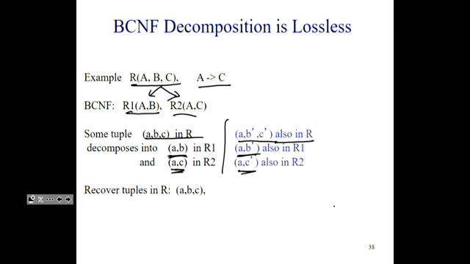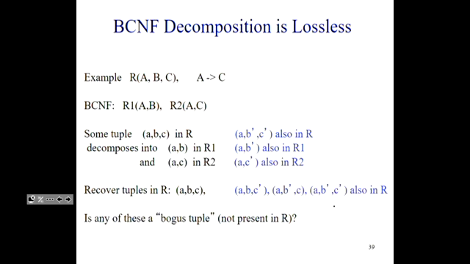Then when I try to recover the tuples in R, what do I get? I get all combinations, right? I get this tuple AB joined with this tuple, AB joined with this tuple, AB prime joined with this tuple, AB prime joined with this. So I get back 4 tuples: ABC, AB C prime, AB prime C, AB prime C prime. The question is, are any of these bogus tuples? Are any of these not in R?